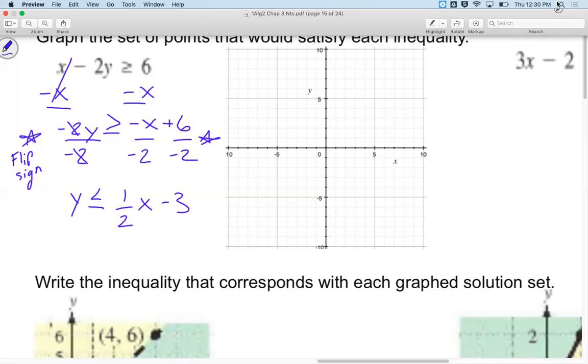Okay. Now, I'm going to go ahead and graph this. So I go to negative 3, plot my point. Then I go up 1 to the right 2. Is everybody okay with that? Now, how many points make a line? 2. So I can connect them. But the question becomes, how do I connect them? With a solid line or dotted line? Leah, solid or dotted? Solid. So we connect it with a solid line.